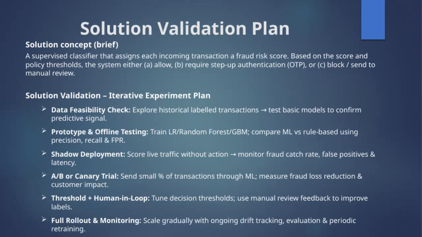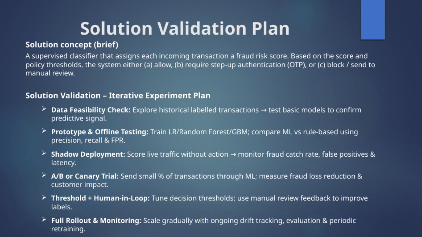So, moving on to our solution concept, the core idea is to develop a supervised classifier that assigns a fraud risk score to each transaction as it comes in. Based on this score and predefined policy thresholds, the system can take different actions. It can allow the transaction to proceed, require an additional step-up authentication like an OTP, or block the transaction altogether, or send it for manual review.